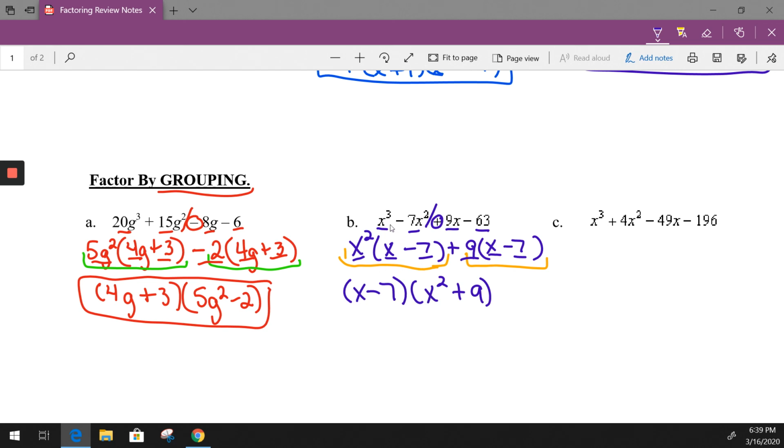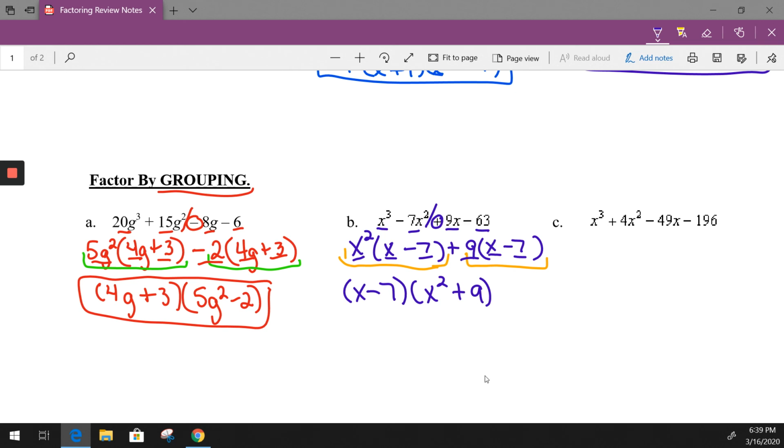And if you were to go back and mentally multiply this together, the x times the x squared does equal the x to the third. X times 9 equals the 9x here. The negative 7 times x squared would be negative 7x squared there. Negative 7 times 9 is negative 63.